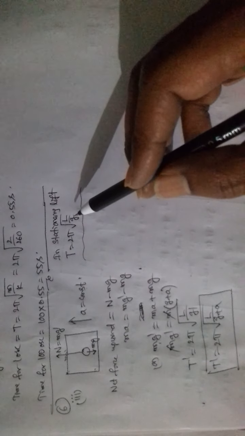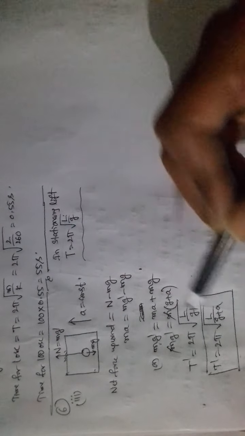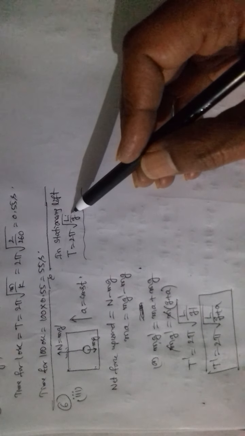Now let us compare this with when lift is stationary. When you compare these two equations, denominator is here g, here g plus a. So in a fraction, denominator has increased. If denominator increases, its fraction value decreases. That is, time period decreases. So if the lift is moving up with constant acceleration, then time period decreases.